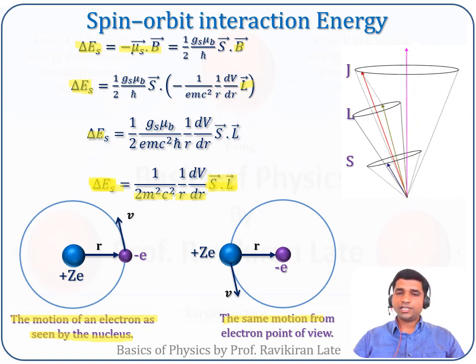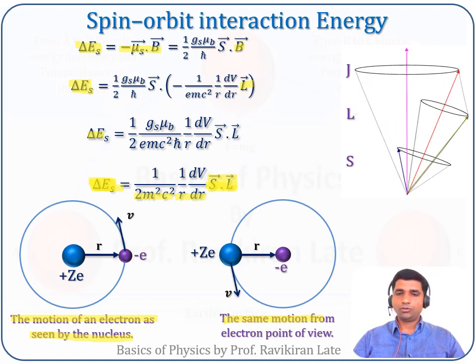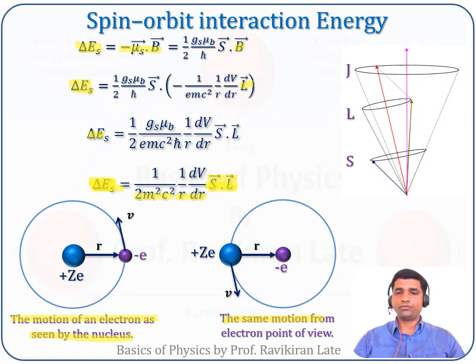Now how do this S bar and L bar couple to each other, and how can we find out this S bar dot L bar to find out this delta E_S? That is the motto of today's lecture, and from this we'll be going ahead with the fine structure of a hydrogen atom. We'll be showing you the energy level diagram for a few selected atomic levels.